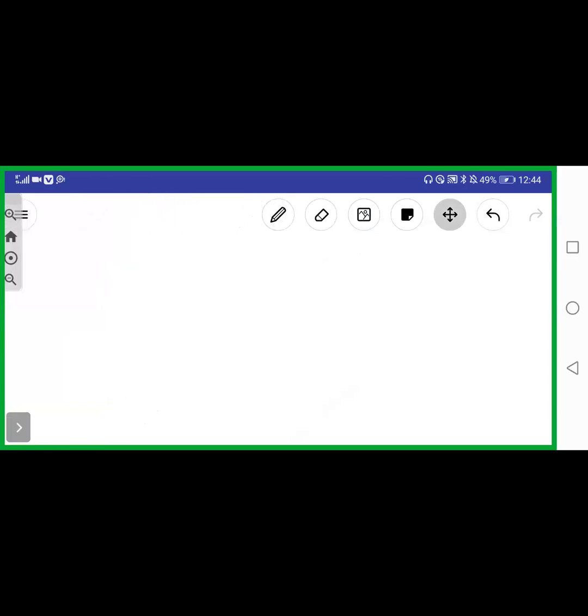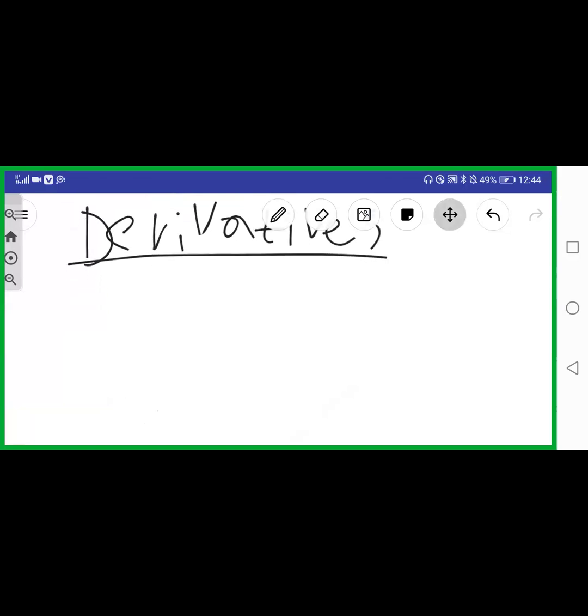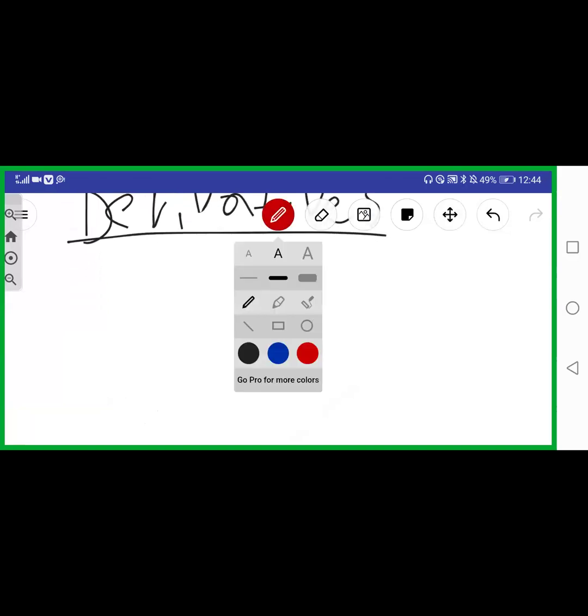Let's talk about derivatives. Some of you may have been exposed to these derivatives. Very, very important. They are part of calculus. You'll be doing this in calculus. I'm going to need you to listen carefully. This is how they work.